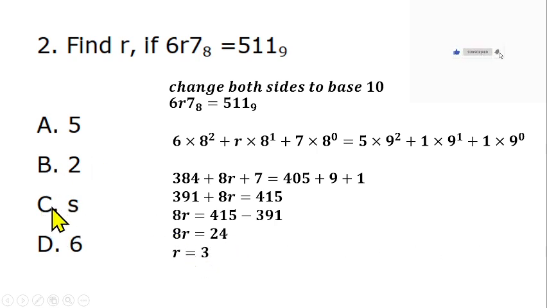So the option here is option C, which is 3, but there is a typographical error here. So option C is the correct option for question number 2.